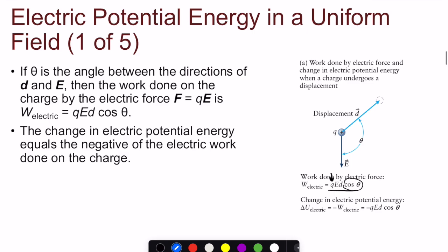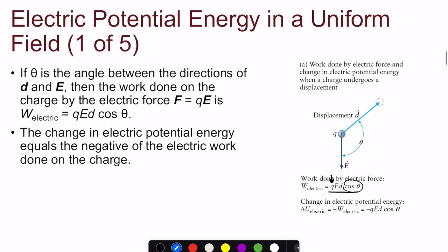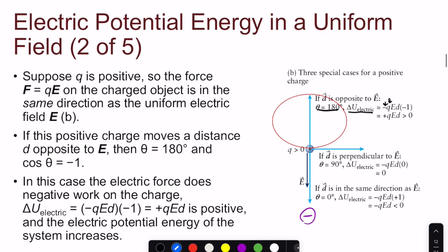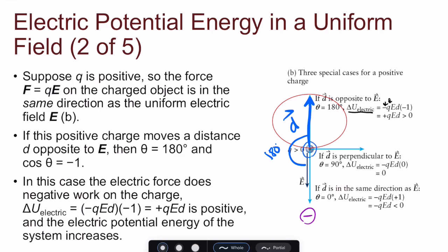So if the work done is equal to QED cosine theta and the change in electric potential energy is negative work done, all right, let's look at some situations. So what if, let's look at this circled area here. What if we have our particle moving with a displacement that is up? Okay, well, then our theta is 180 degrees, right? And our Q is positive here. So this is a positive value. And the negative stays in front because that's from the definition of work equals negative delta U, right? So we have the negative staying in front.